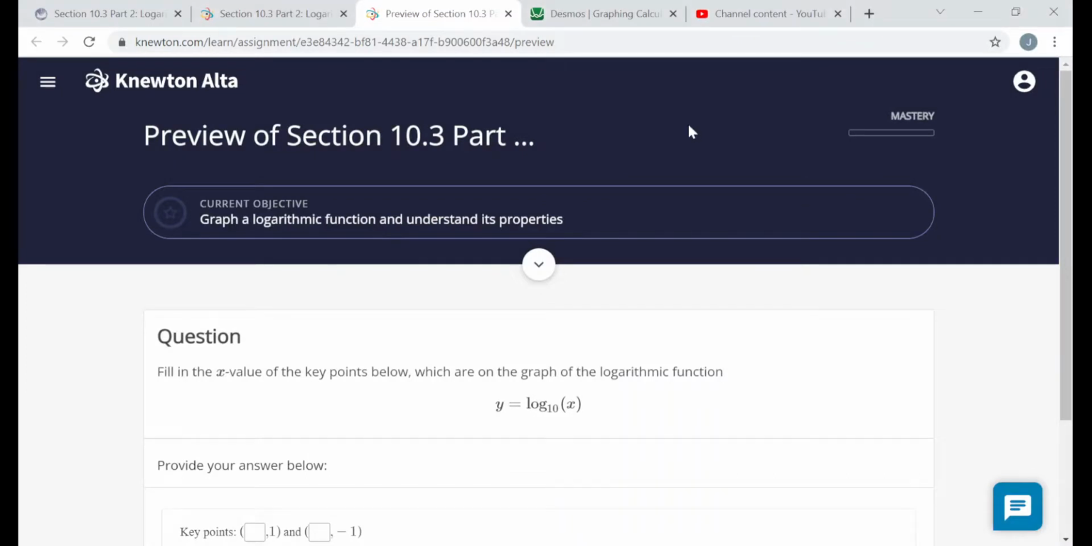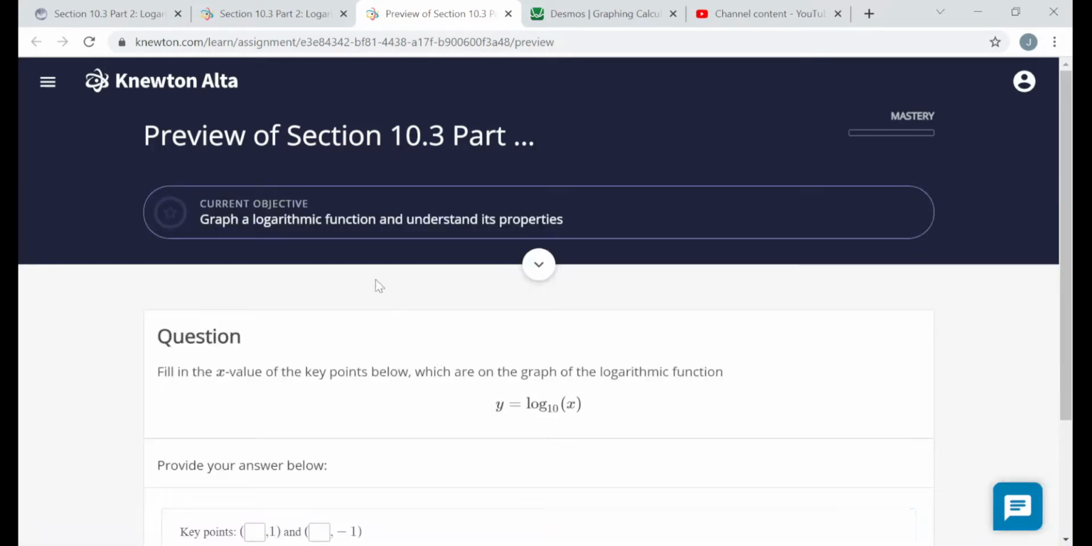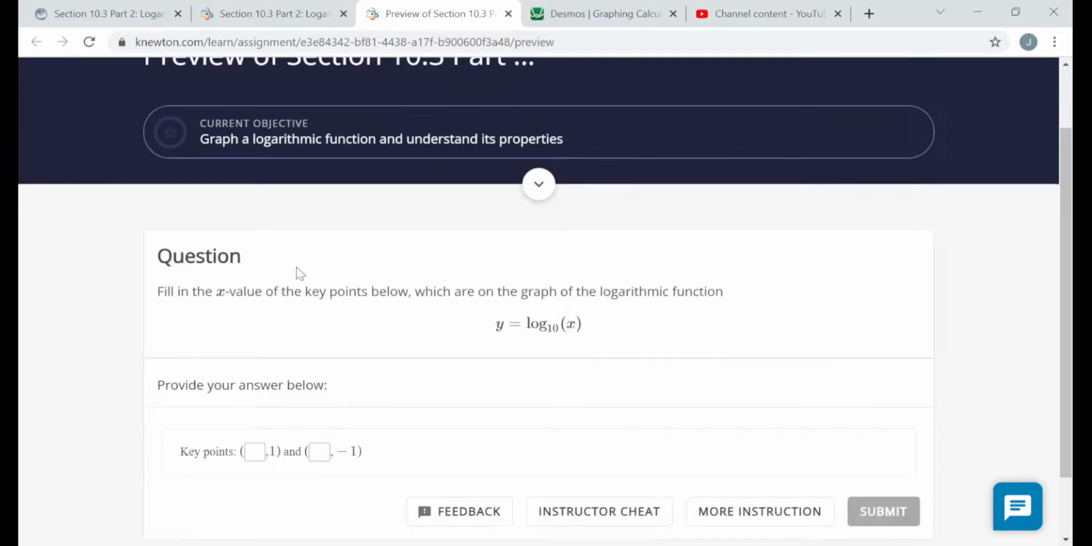All right, so here's the assignment page. Now you will not see the words preview of, you're just going to see the title of the assignment. Then you have your mastery bar, telling you how far along you've gotten in the assignment. Then your objectives. It looks like there are 3 objectives for this particular assignment. And then under each current objective there's a question related to it.